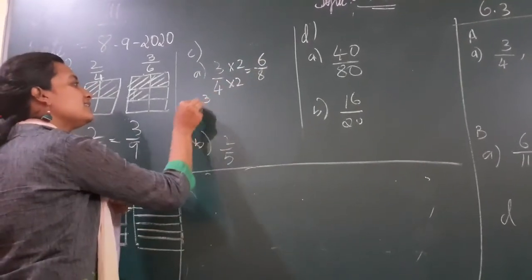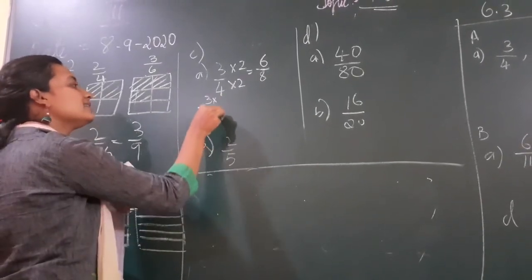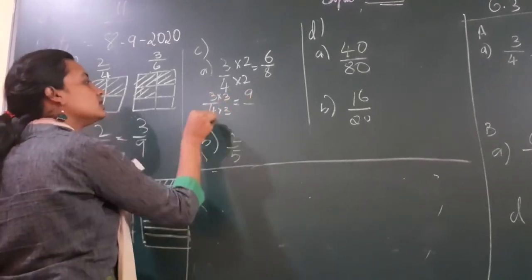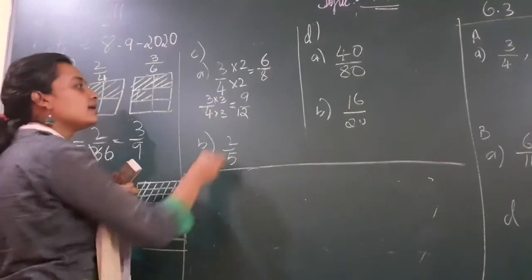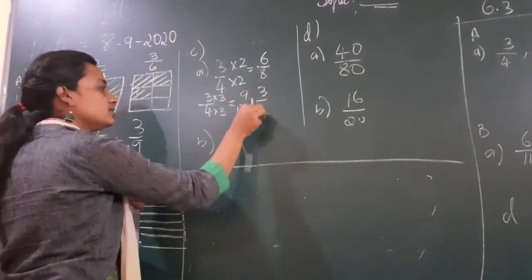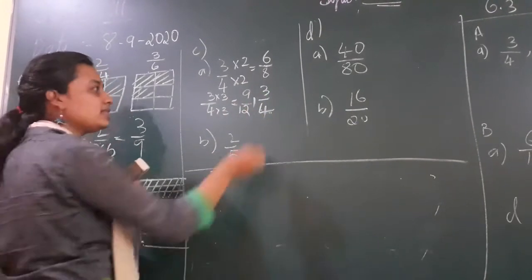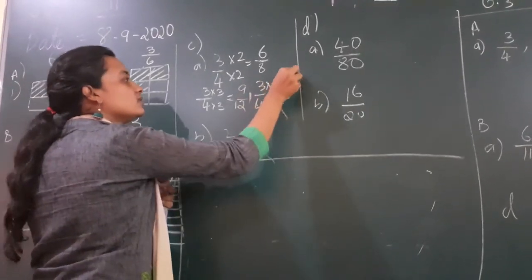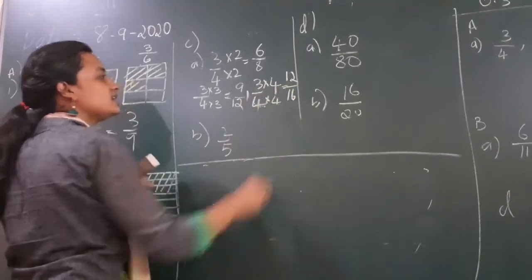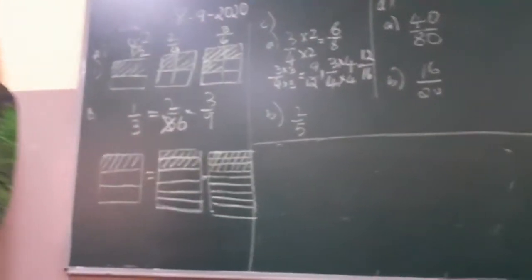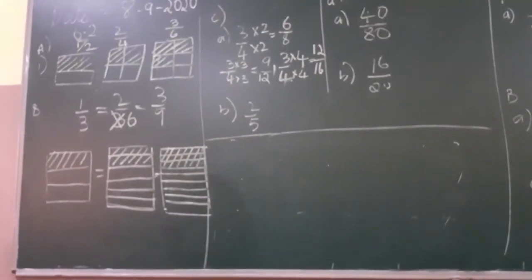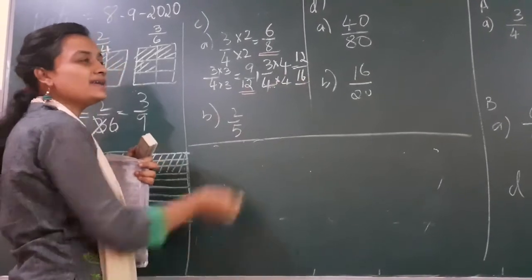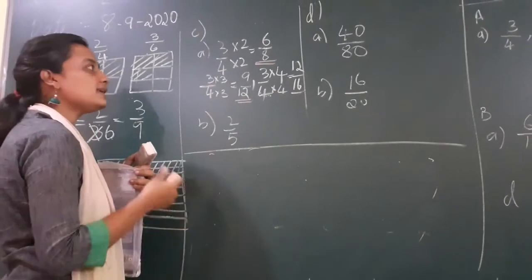Now I will multiply the same fraction with 3. I write the answer. 3 3s are 9. 4 3s are 12. Now I will take the same fraction and multiply it with 4 and take the answer. 3 4s are 12. 4 4s are 16. So what are the answers I got? Equivalent fractions. The numbers here, here and here. These are my equivalent fractions for 3 by 4.